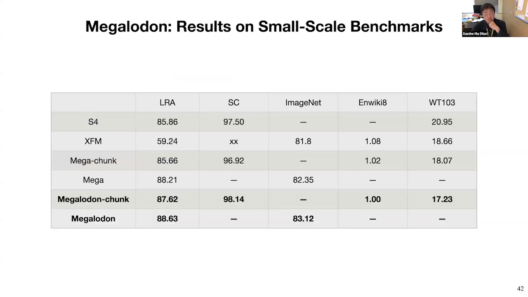And here are the updated results on the previous benchmarks. We see that our Megalodon architecture achieves much better performance than the original Mega architecture. Also, the Megalodon with chunk-wise attention reduces the gap and achieves similar performance to Megalodon with the full attention mechanism. So it means our complex EMA layer is much better than the original EMA layer.